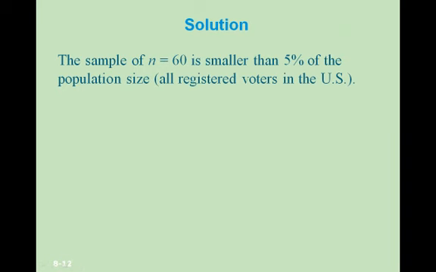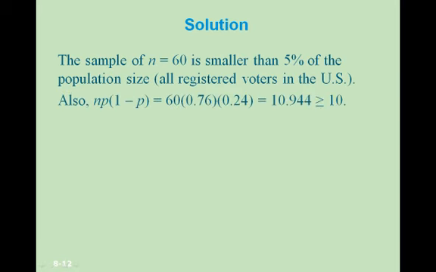The sample of n equals 60 is smaller than 5% of the population size, which would be all registered voters in the U.S., which is somewhere in the billions. So it's definitely less than 5%. Also, n times p times 1 minus p would be 60 times 0.76 times 0.24, which is 10.944, and that is greater than or equal to 10.